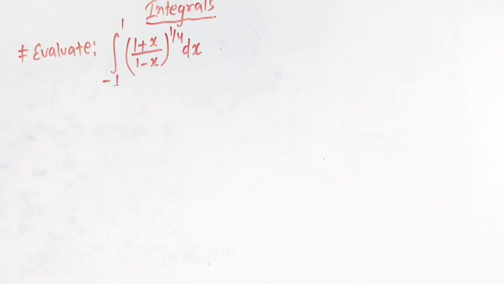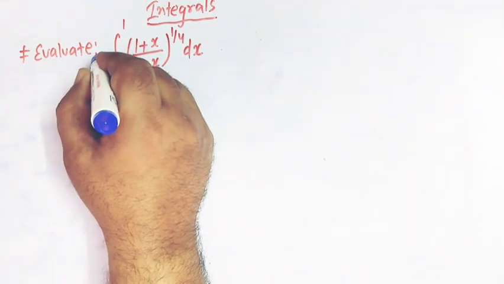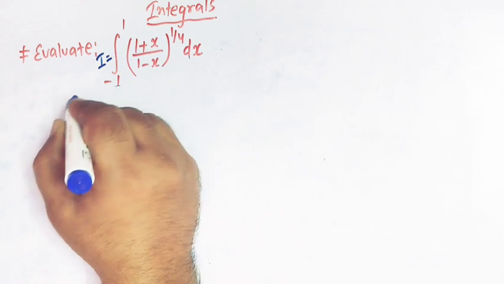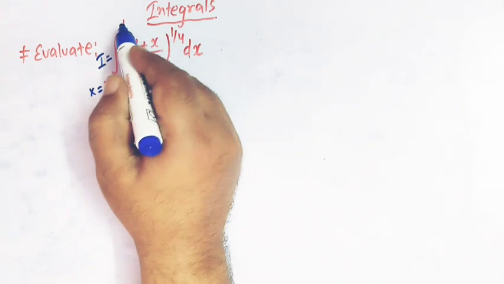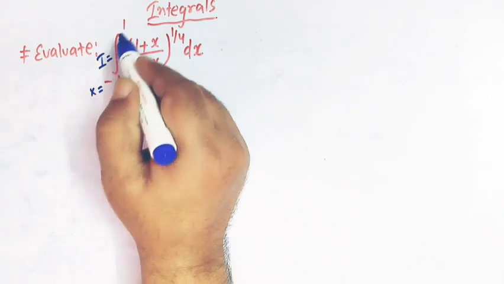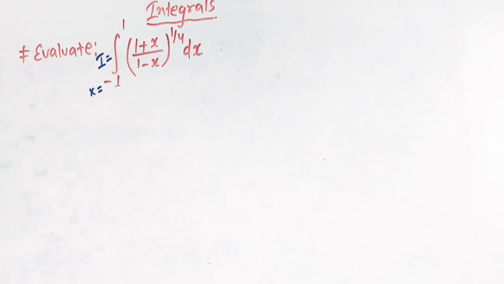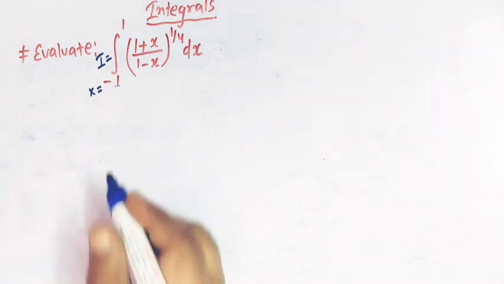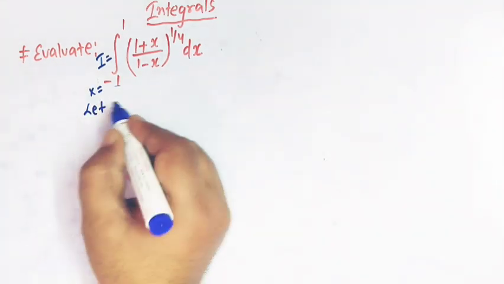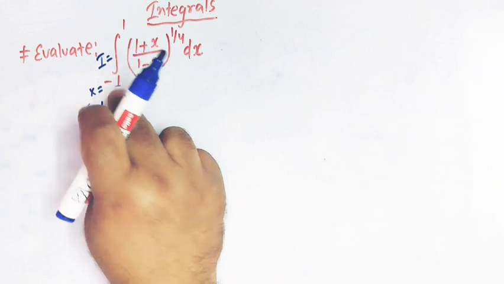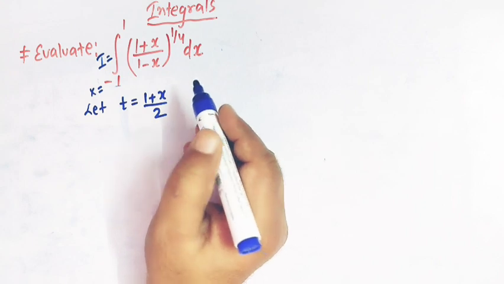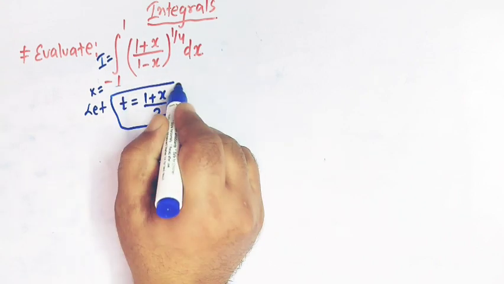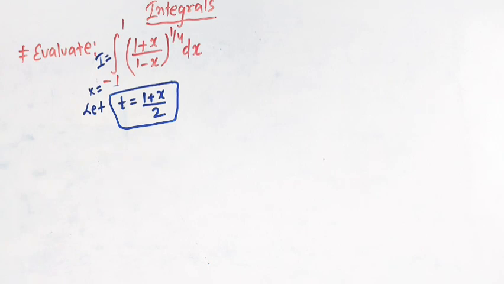So let us start. So now let us call this integral as I, right? And here the lower limit is -1 and the upper limit is 1. So the limits vary from -1 to 1, right? So here we'll make an important substitution, that is we'll take t is equal to (1 plus x) over 2, right? So here I will make this important substitution.